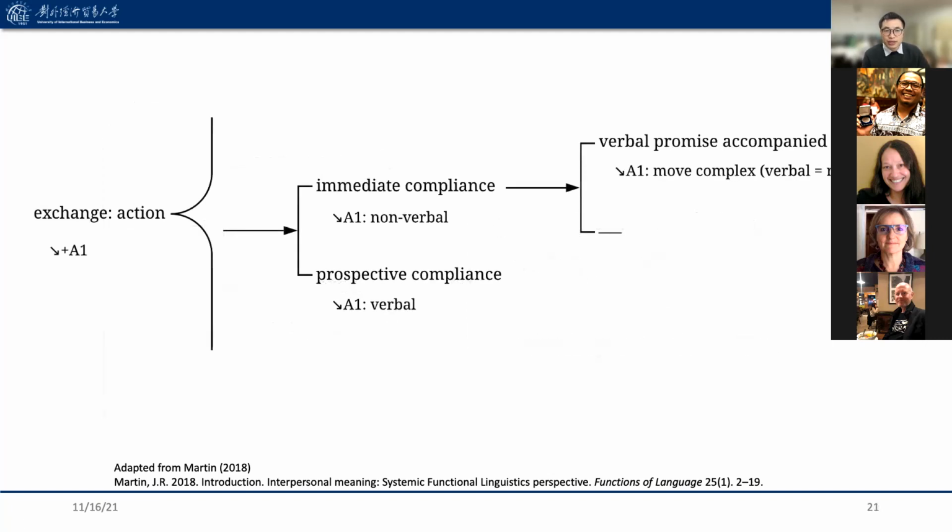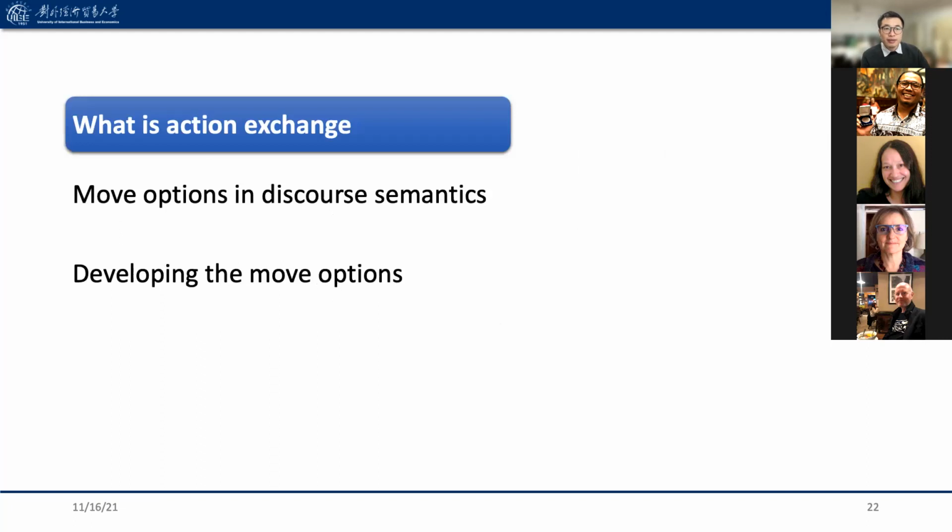And then we need to make a decision between whether you're going to immediately comply or you're going to comply later on. If you are going to immediately comply, then A1 would be realized non-verbally, right? You'll go and do the thing. And if it's prospective compliance, then you have to have a verbal promise before you actually perform the action, because it's not going to happen in that very moment of speaking. Okay, now that's action exchange.